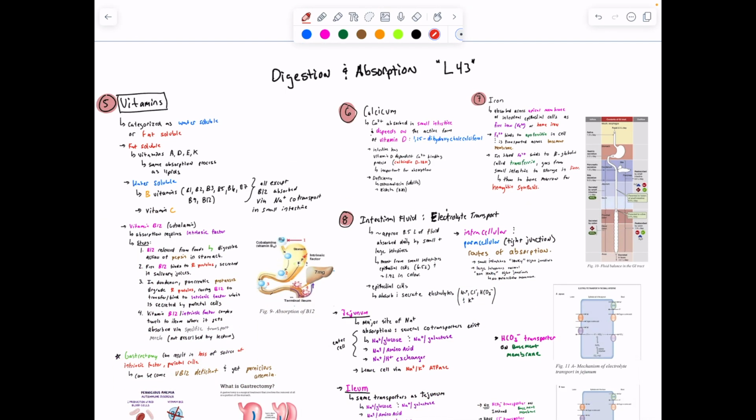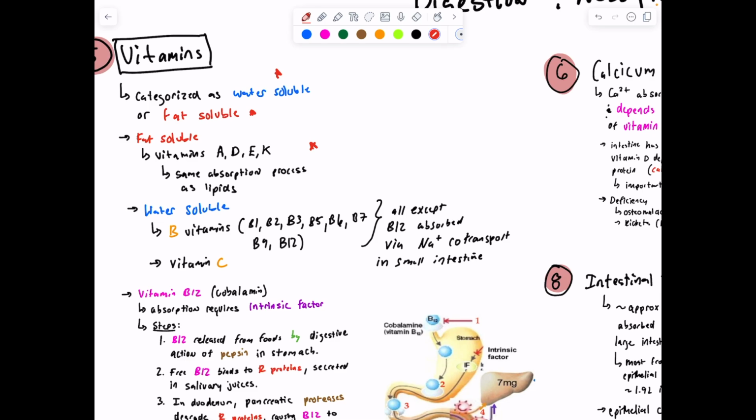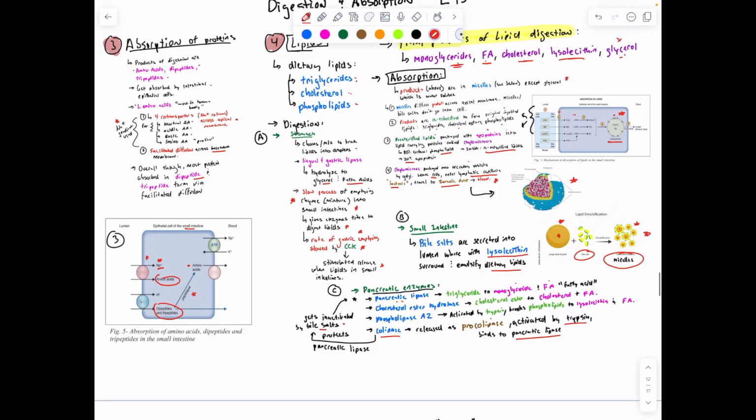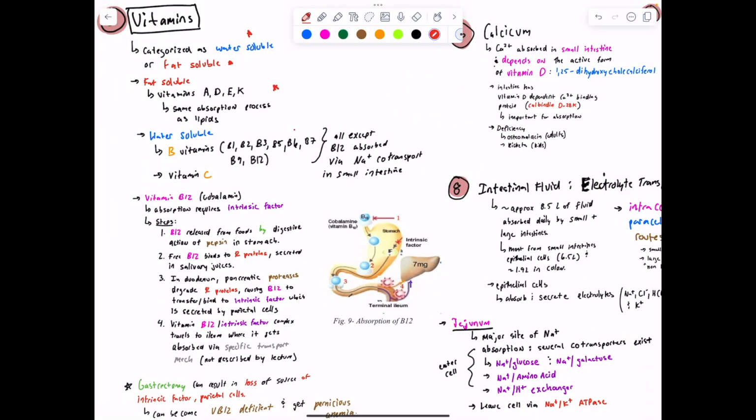All right, so then we have vitamins, and we remember we have water-soluble vitamins and fat-soluble vitamins. Fat-soluble vitamins go through the exact same absorption process as lipids, so our micelles and our chylomicrons. Water-soluble vitamins are the B vitamins, B1, 2, 3, 5, 6, 7, 9, and 12, and then vitamin C. All except for B12 do basically the same thing that proteins or amino acids go through, which is use a sodium co-transporter. So you can remember they're water-soluble, so they do the same thing sodium does, or proteins do, which are also charged, and use a sodium co-transporter to get into the small intestine.